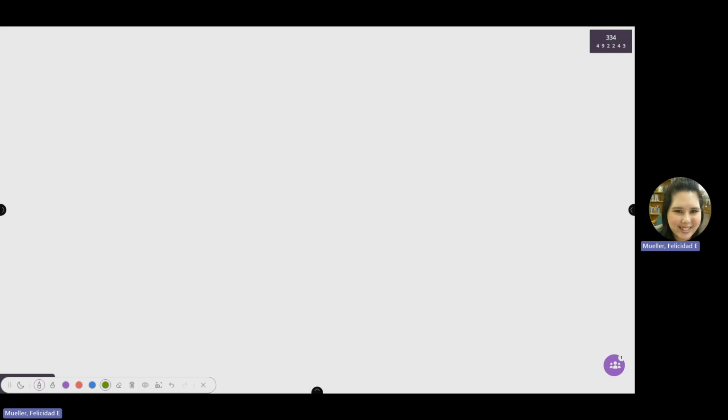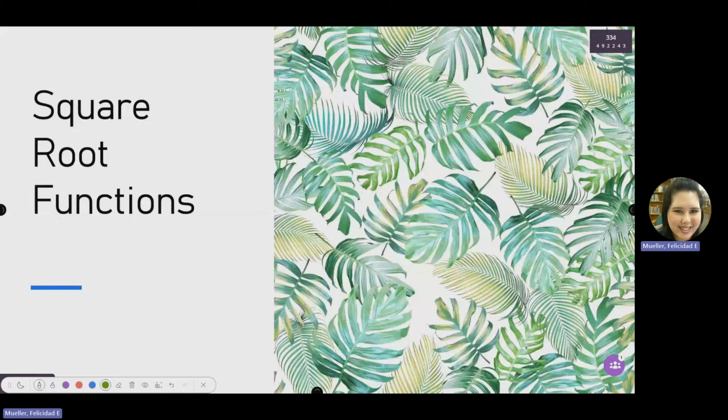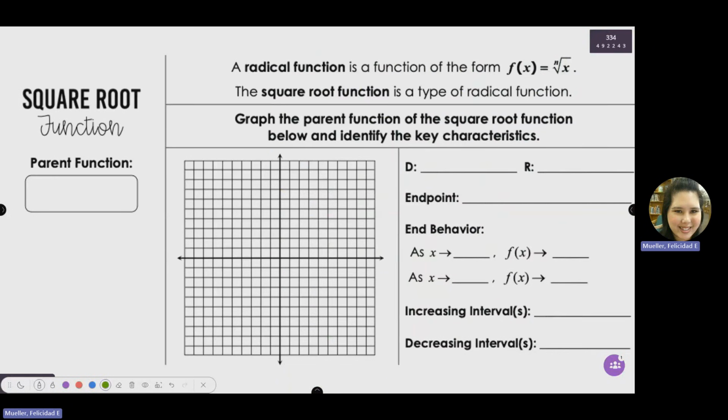Hey everyone, we're going to go ahead and take a look at radical functions, specifically the square root functions and the cubic root functions. We're going to start off with square roots. A radical function is a function in the form f of x equals the nth root of x. The square root function is a type of radical function.